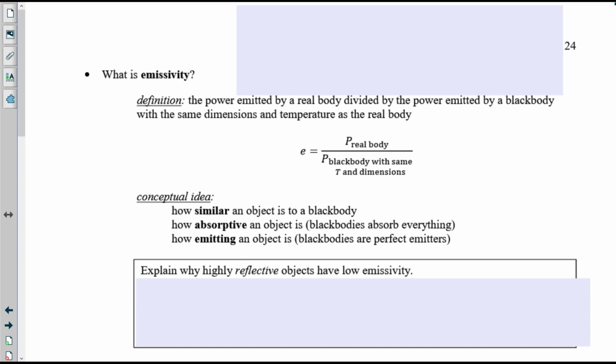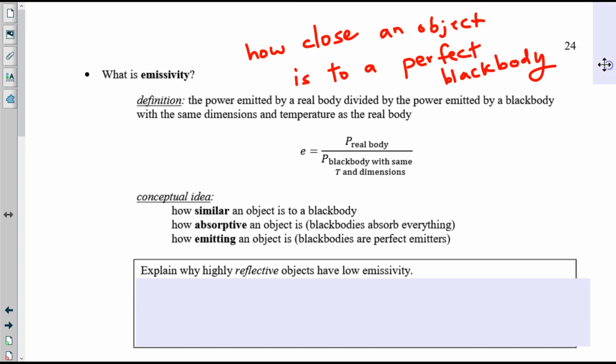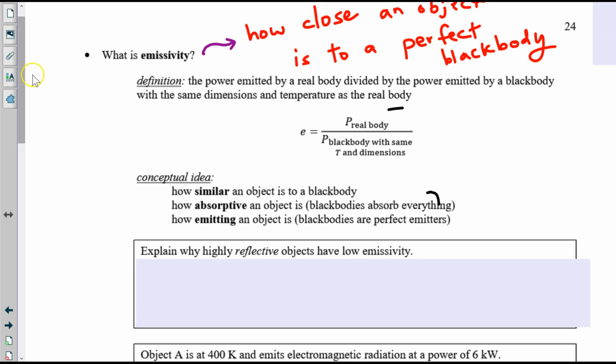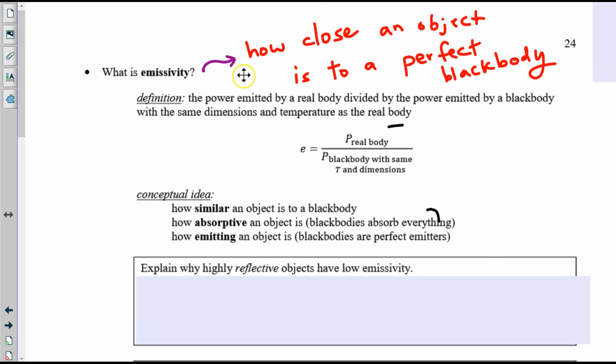What is emissivity exactly? Well, before we launch into the definition, here's how you want to think of it conceptually. Emissivity is how close an object is to a perfect black body. This is not the definition, this is just a good conceptual way to consider it. More technically, the definition is, and by the way, you can record these down as you go through the video.